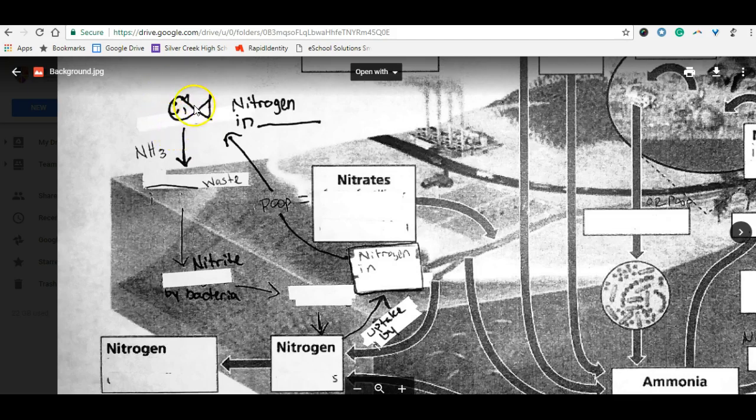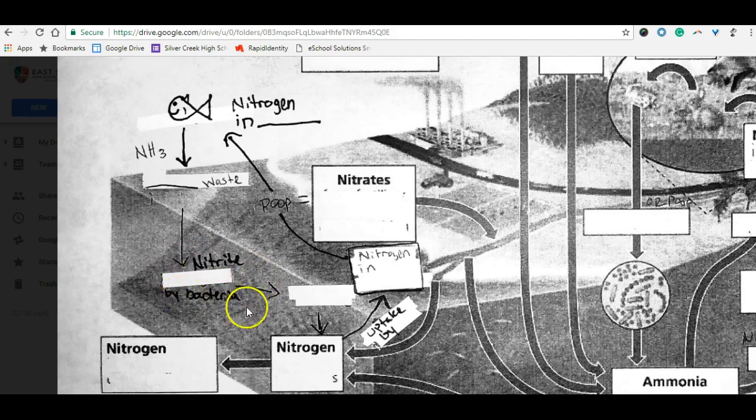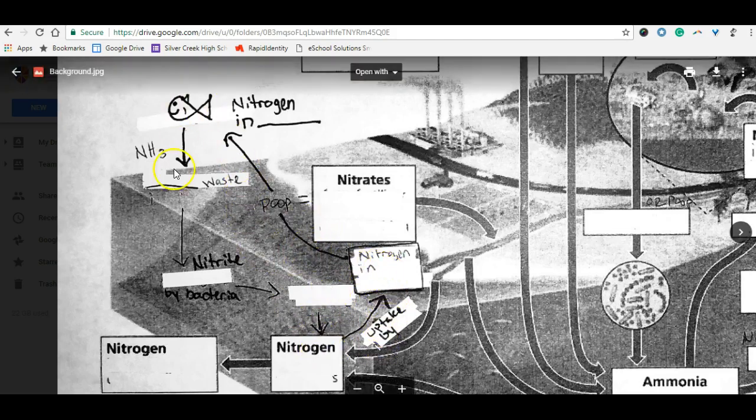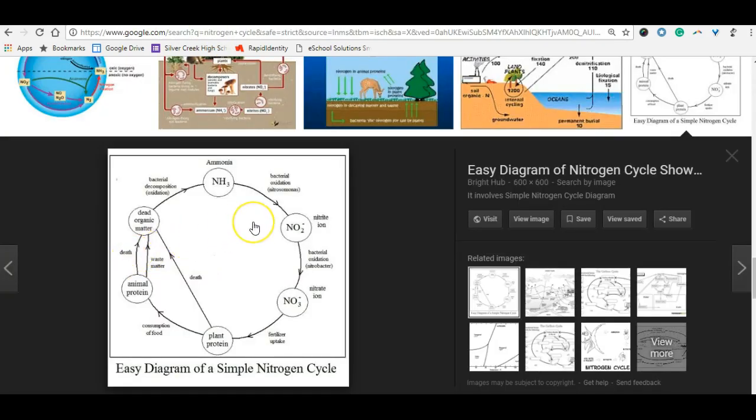The fish is going to die or decompose, or it's going to shoot out waste in the form of ammonia. This ammonia will be broken down by bacteria into nitrite. Nitrite will be broken down by bacteria into nitrate. Nitrate will go to nitrogen, and then the cycle will start all over again in an aquatic system. Again, here's another diagram. Again, just be comfortable working with any of them.